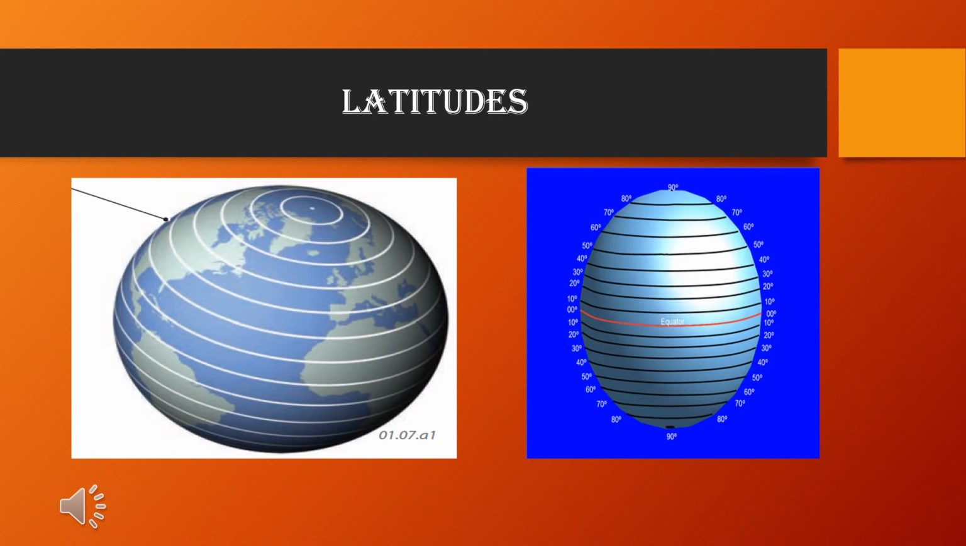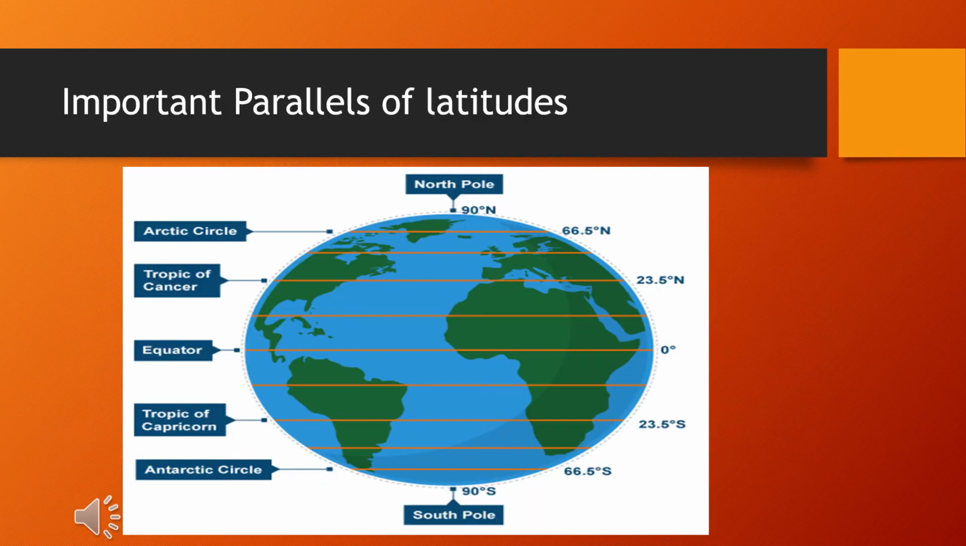We say that Chandrapur is situated at 20° north latitude and Belo Horizonte is situated at 20° south latitude. As we move away from the equator, the size of the parallels of latitude decreases. So students, as you can see in this picture, there are certain degrees and names mentioned on the picture. Now, let us find out what they are and what they depict.